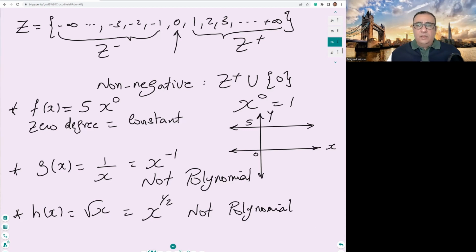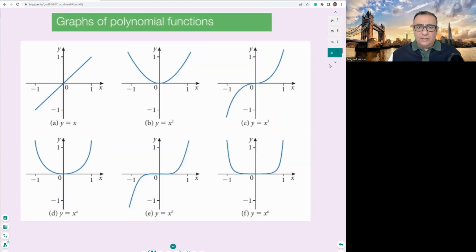Okay. Now let's quickly have a look at certain graphs of polynomial functions of different degree. So the first one here, y equal x, x to the power of 1. So we call this first degree. First degree, another name of the function is linear function, and that's why it is represented by a straight line.